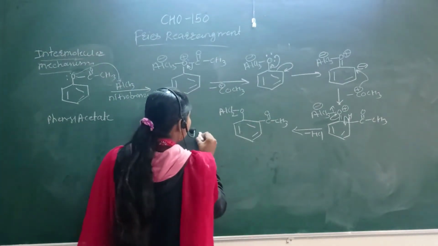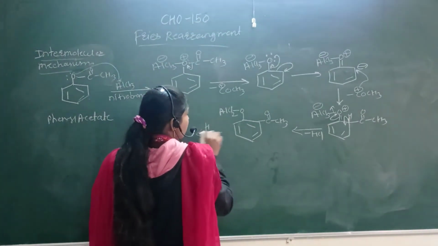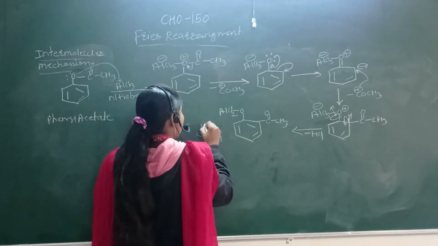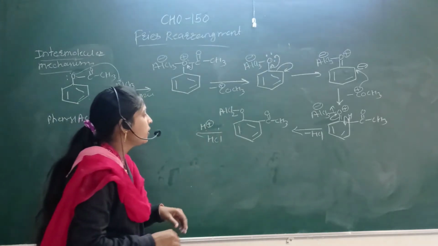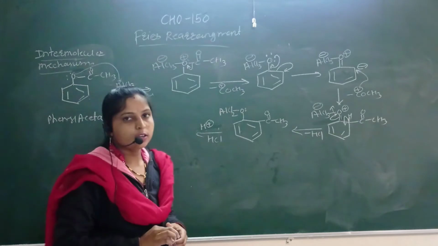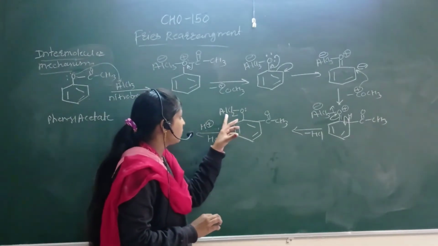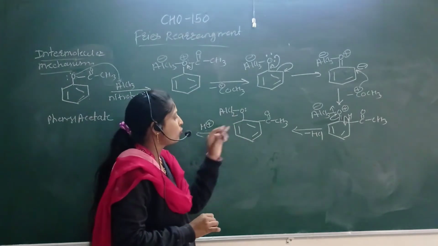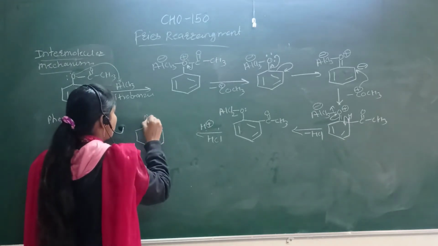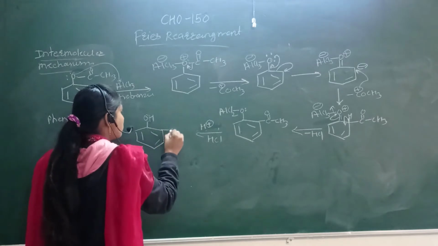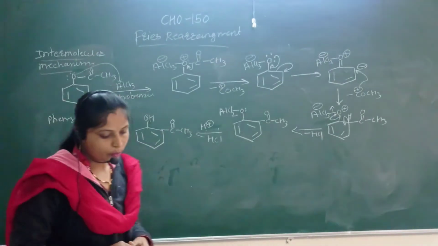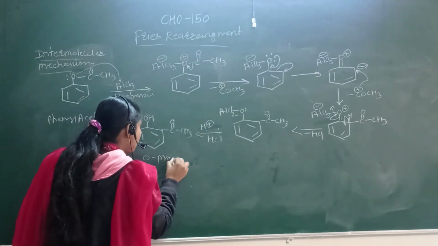In the next step, simply in acidic condition, that is H plus condition, this lone pair of oxygen abstracts the acidic proton. At that time AlCl3 can depart in the form of Cl minus, Cl reacts with this AlCl2. So we get the final product, that is OH, C double bond O CH3. This is the ortho hydroxyphenyl acetate product, or this is the ortho product that will be obtained.